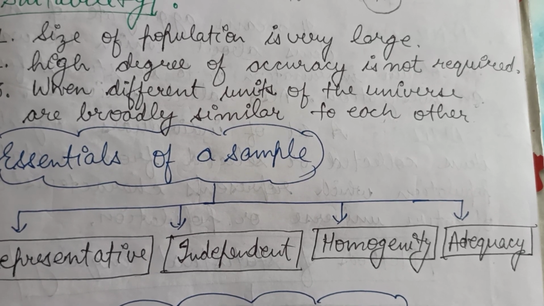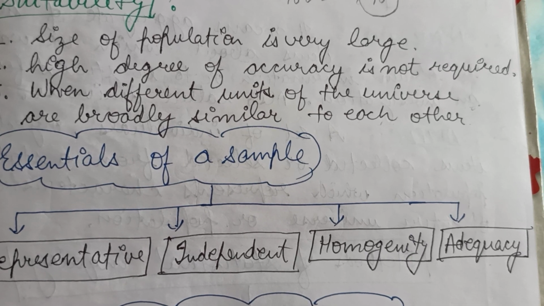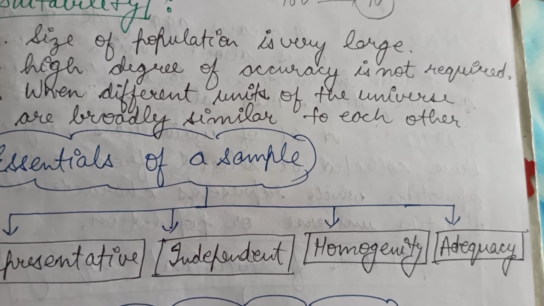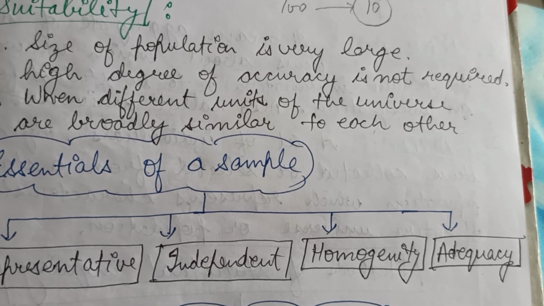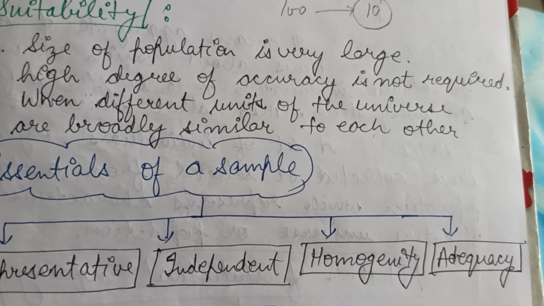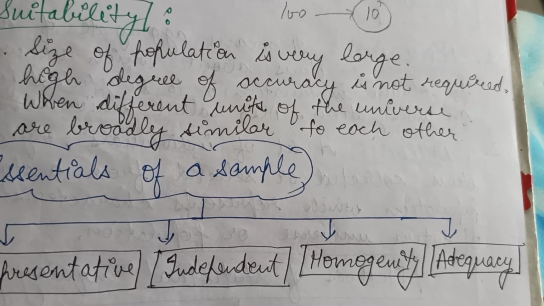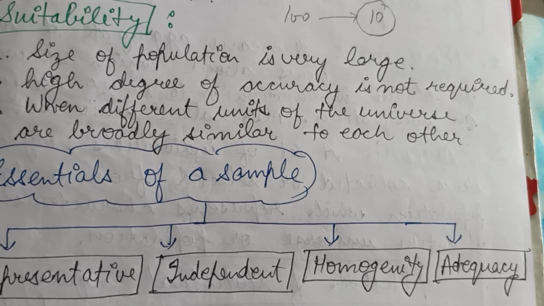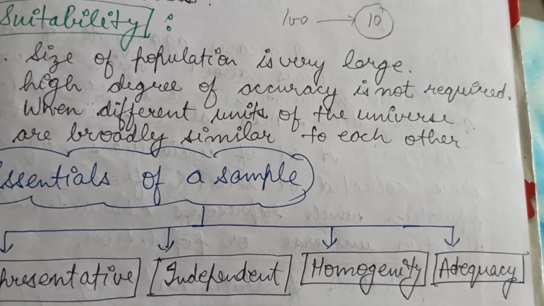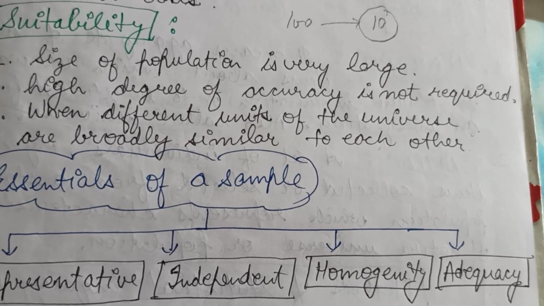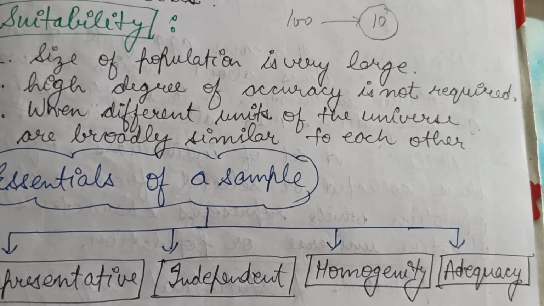The next one is homogeneity. Homogeneity means similar or same. Therefore, another quality of a good sample is that if more than one sample is selected from a universe, these samples should be homogeneous to each other. That is, they must not have different characteristics. They must have the same qualities or characteristics so that we can draw the best results out of them.